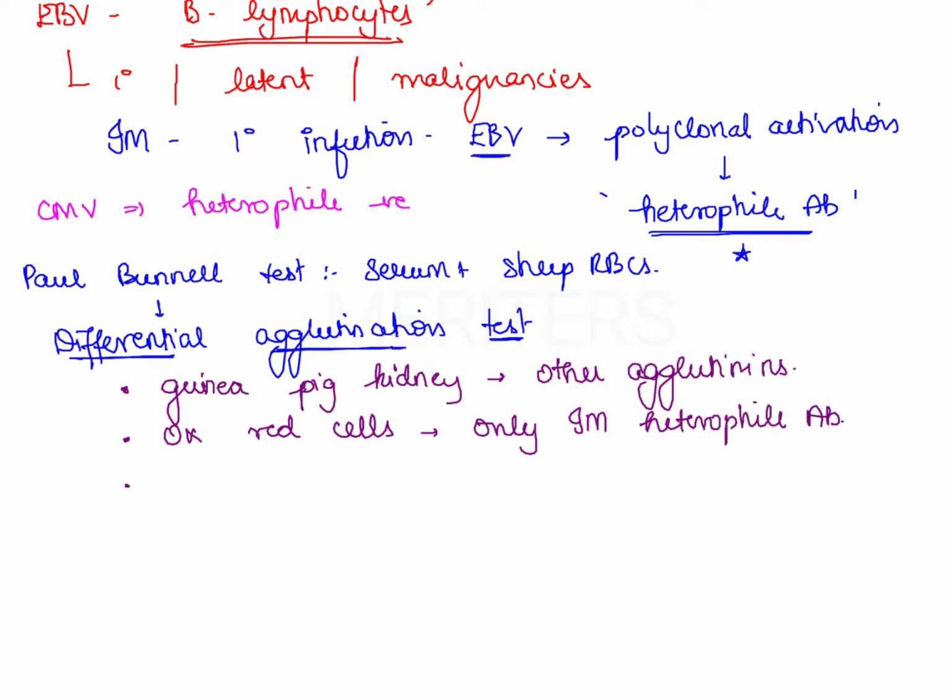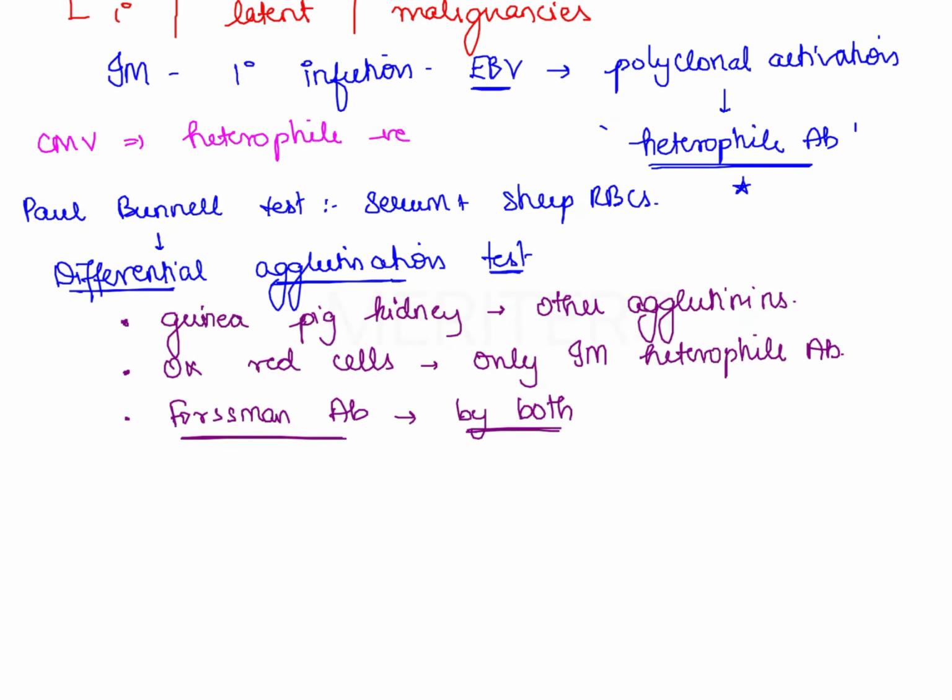Whereas if the patient's serum contains Forssman antibodies, which can be present in the serum, or can develop on injection of horse serum as a result of serum sickness, such Forssman antibodies can be absorbed by both guinea pig kidney cells as well as ox red cells. If it is absorbed by both the sources, then it denotes the Forssman antibodies, whereas if the antibodies are absorbed only by ox red cells, it denotes the specificity for Epstein-Barr virus induced infectious mononucleosis. So these are some of the important ways to confirm the presence of heterophile antibodies specific for Epstein-Barr virus.